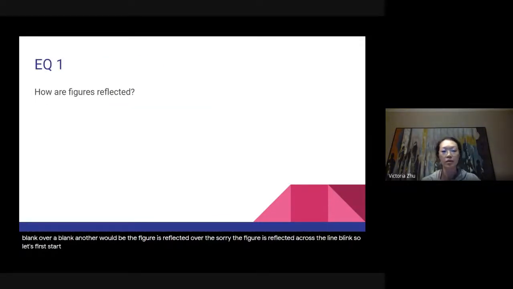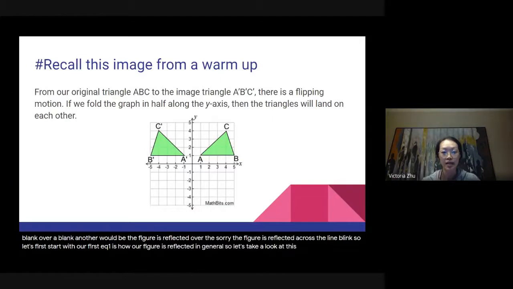Let's first start with our first EQ1, which is how a figure is reflected in general. Let's take a look at this again from our warm-up from last week. Going from our triangle ABC to our triangle A prime, B prime, C prime, we realize that there's a flipping motion. That is, if we were to fold the graph in half, then the triangles will land on each other. And we see that if we fold right across the y-axis, that gives us the perfect split.